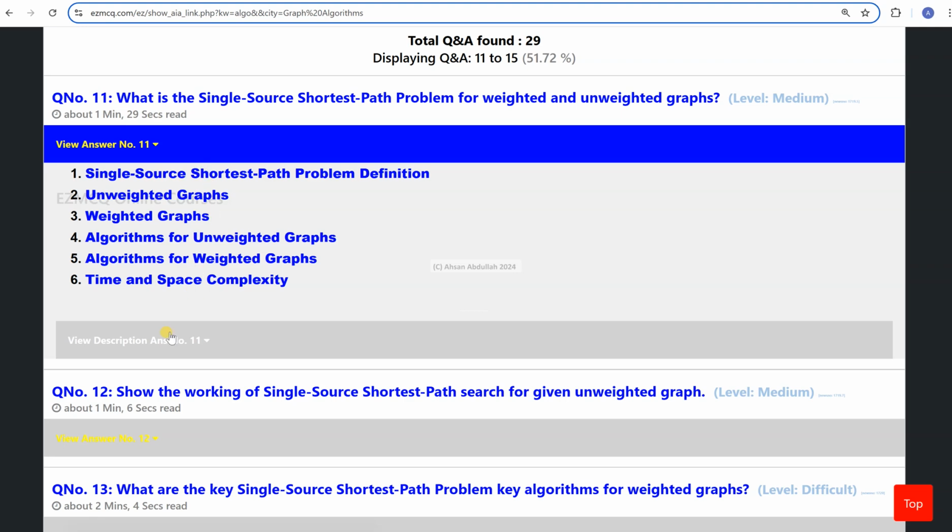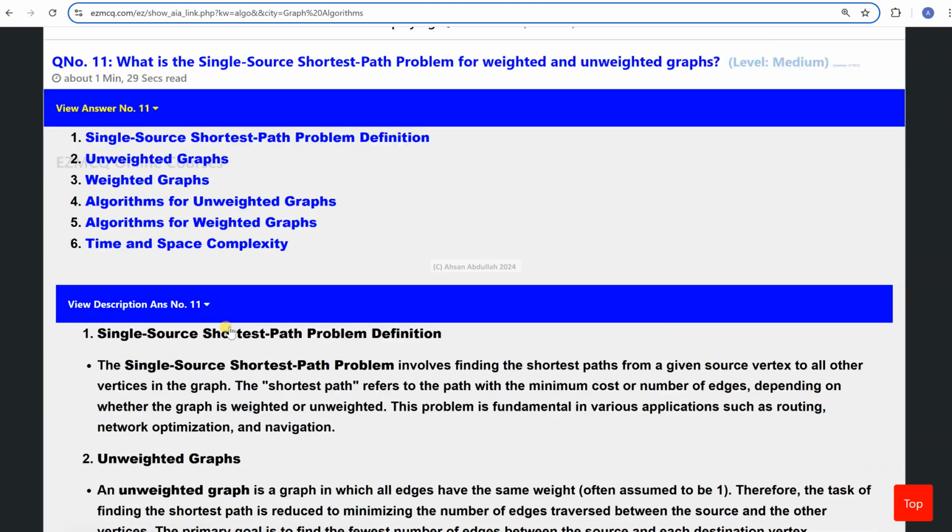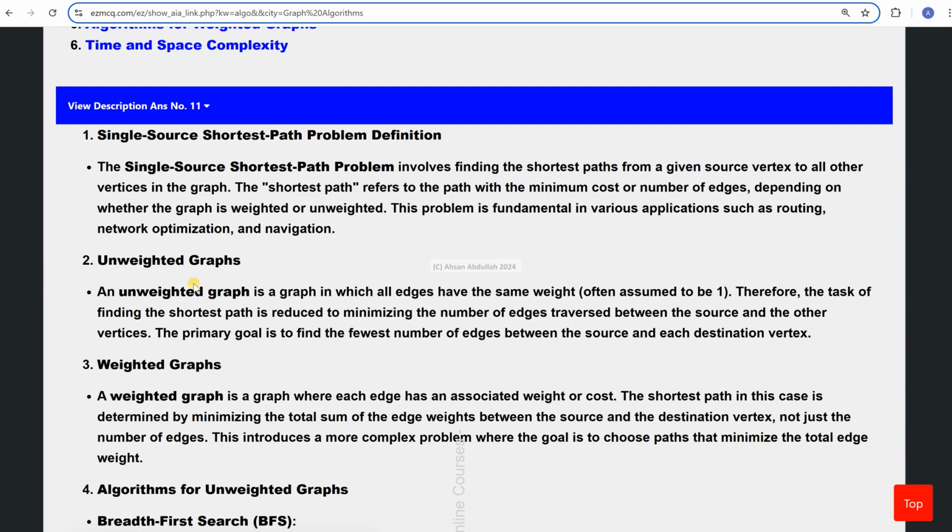Of course, there could be a diagram also. So let's look at the description, the answer to this question. What is the problem? The problem is finding the shortest path from a given source to all other vertices in the graph, single source shortest path. What is meant by shortest path? The path with the minimum cost. The minimum cost is when it's weighted, and if it's unweighted, then it is the number of edges. This problem has applications in different areas such as routing, network optimization, navigation, and the list goes on.